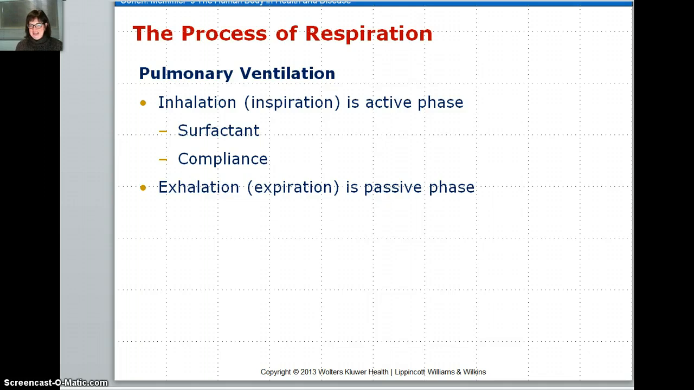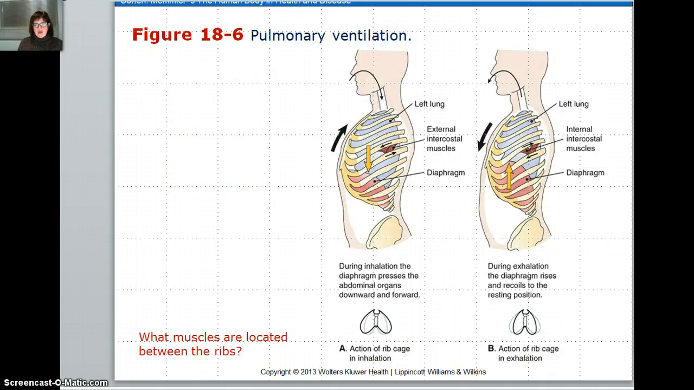Inhalation is an active phase. Exhalation, normal exhalation, only occurs because the muscles that caused inhalation relax and the air is pushed out. When you look at inspiration or inhalation, it is important to realize there are two sets of muscles involved. You have the diaphragm, which will pull the chest cavity down, and you have the external intercostal muscles. As the external intercostal muscles contract, it will cause the rib cage to move up and out. With the contraction of the diaphragm, it moves back down.